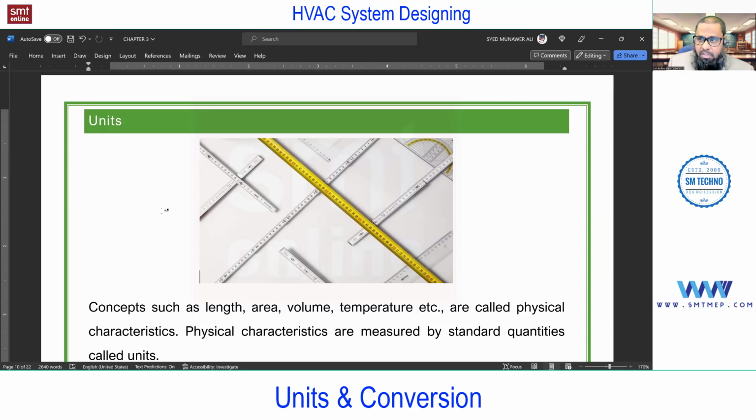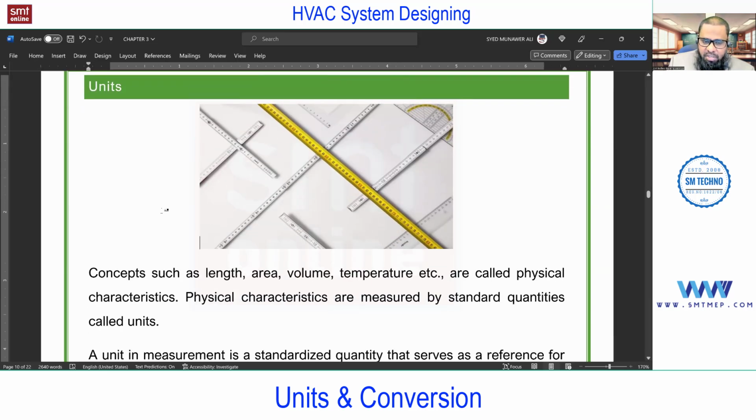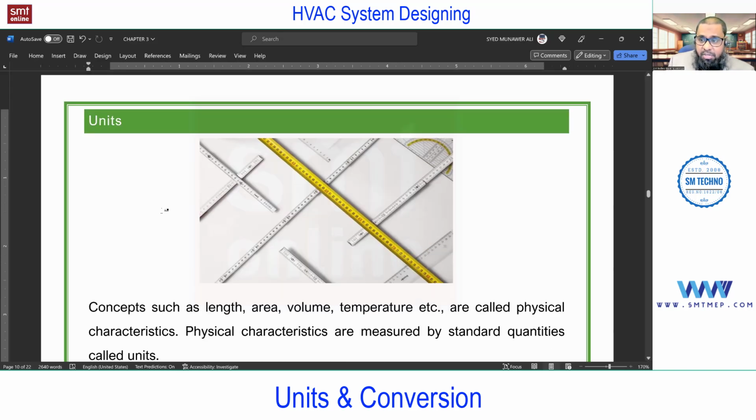First of all, we'll discuss what units are. Then the systems of measurement like SI, metric, and English. Then we'll talk about conversion in detail. As an engineer, you're already aware of units, conversions, and systems of measurement. But here we'll discuss the application side, how it is used in actual practice, because this course is not an academic course. After this, you're going to implement it in actual practice, so try to understand the application side. We'll discuss it that way.